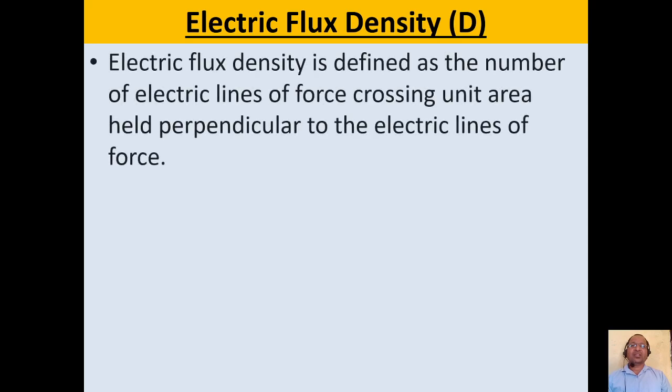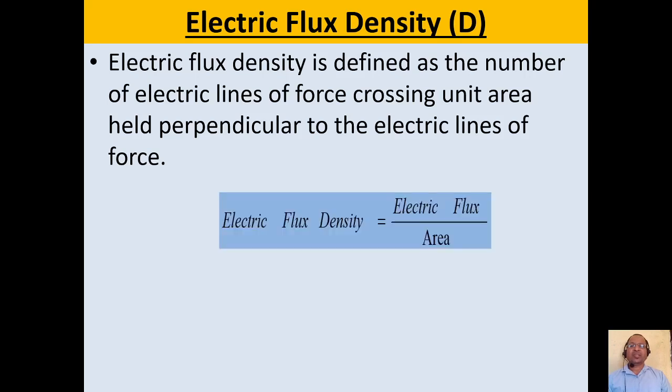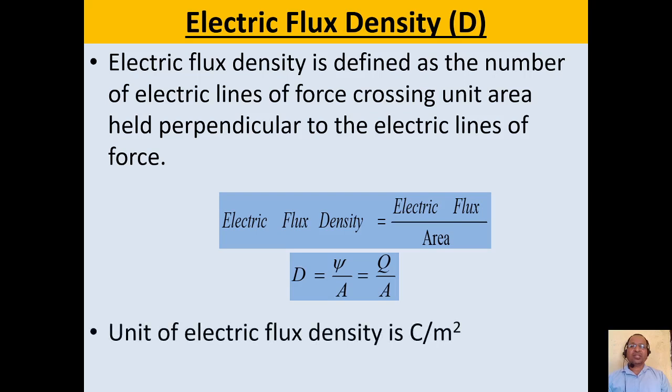So we write the total number of electric lines of force crossing unit area held perpendicular to the electric lines of force, it is simply called as electric flux density. So we write electric flux density as electric flux upon area, or D is equal to psi upon A, or it is Q upon A. Unit for Q, it is coulomb. Unit for area, it is meter square. So unit of electric flux density, it is coulomb per meter square.